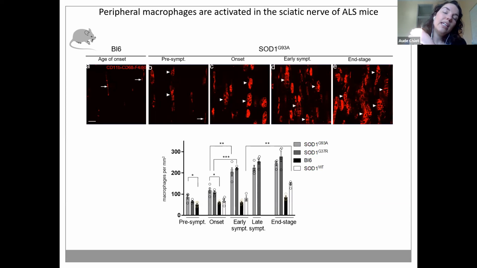First of all, what we did is look at what's going on in the sciatic nerve of ALS mice. You can see here staining for the macrophages. Already at the pre-symptomatic stage, we have a difference that you can see compared to a Black 6 mouse. You can see that the macrophages already change in morphology. They are becoming phagocytic. And you can see the huge increase that we have along the disease. That shows that macrophages are actually reacting to the disease in mice.